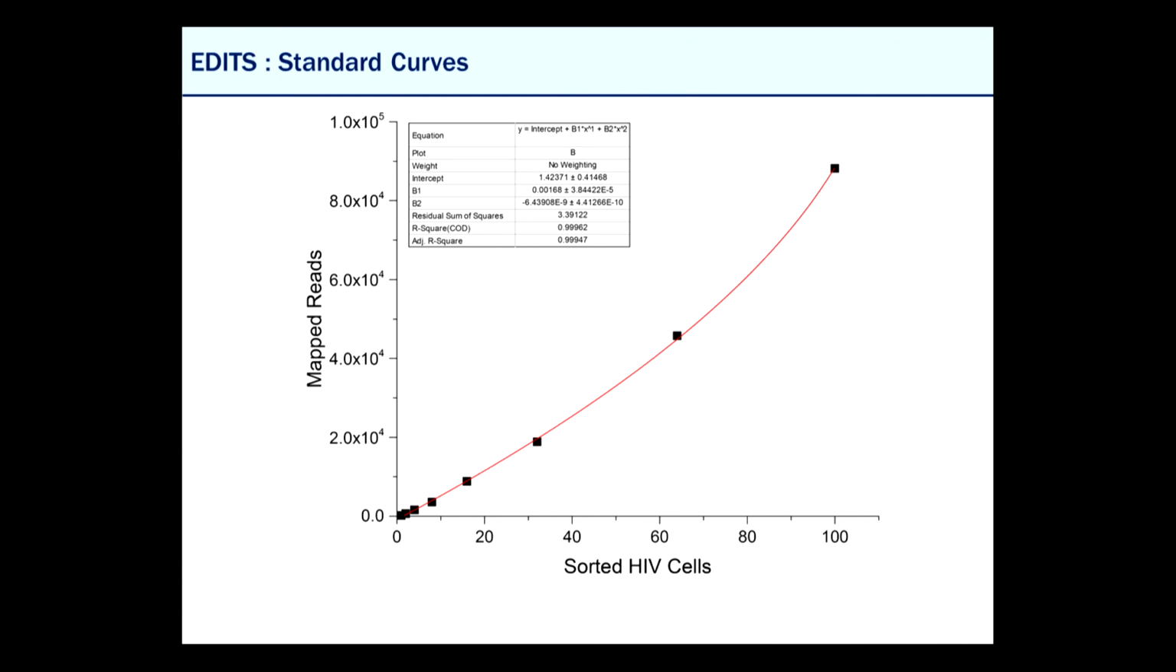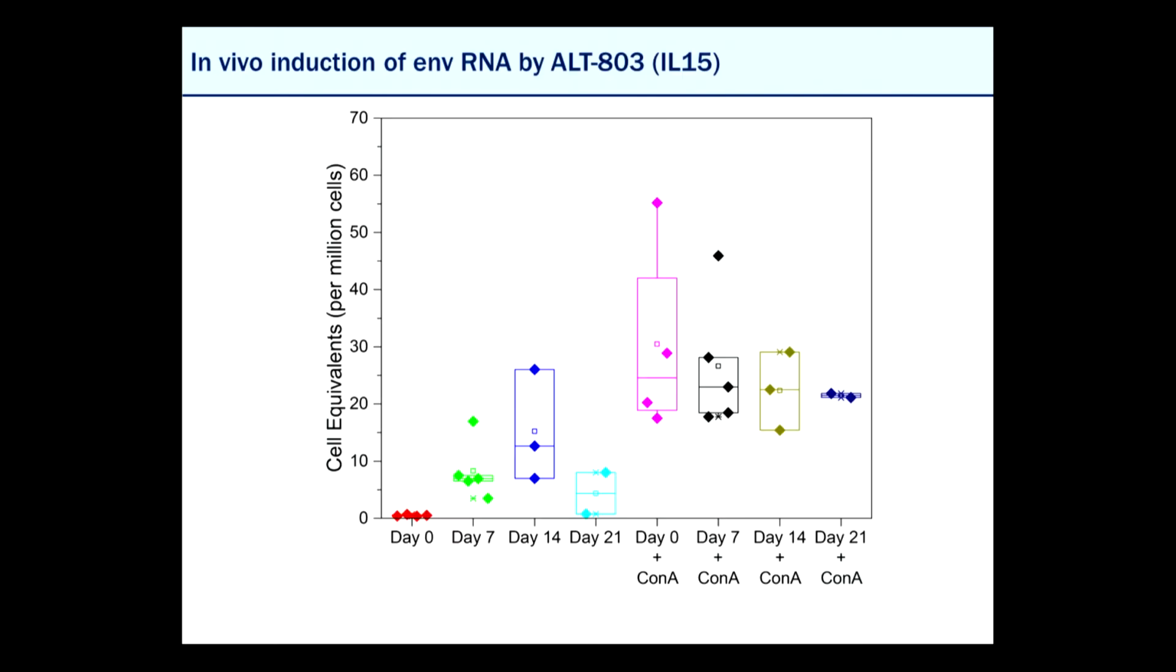With every reaction, with every assay, he does a known number of sorted cells so that he can get a standard curve, and we can tell how many cells have been reactivated, at least by this assay, or at least are transcribing envelope. And so here are our patients in a cumulative way.